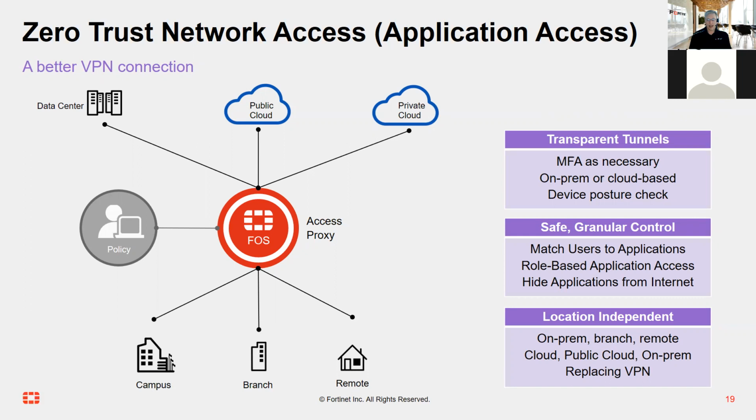Now, the diagram that I have up here shows that the user can be in a variety of locations. When they go to access an application, they'll be connected to an access proxy, which is going to be something running FortiOS.